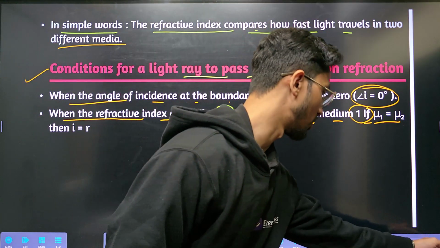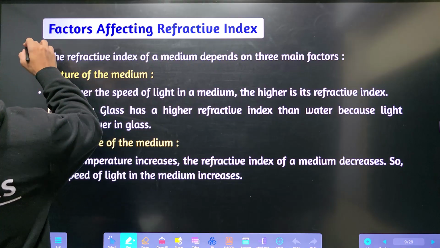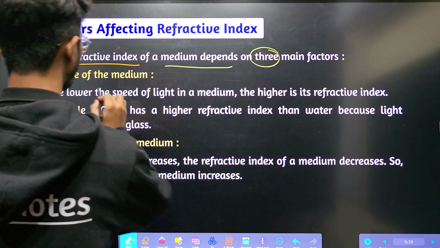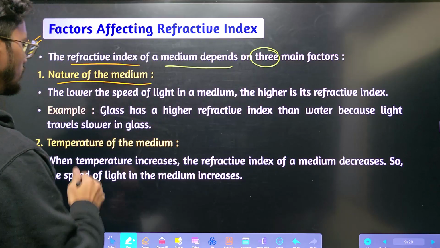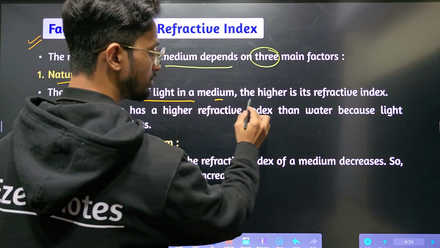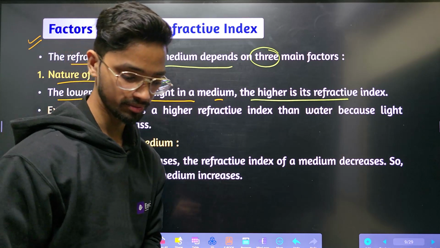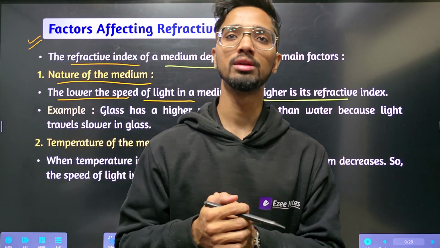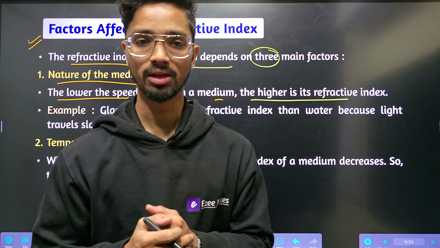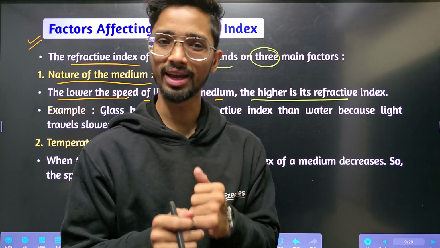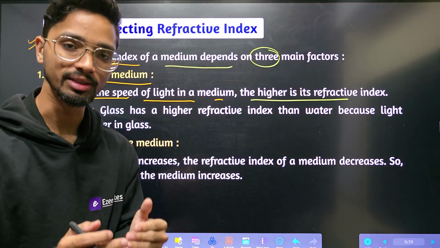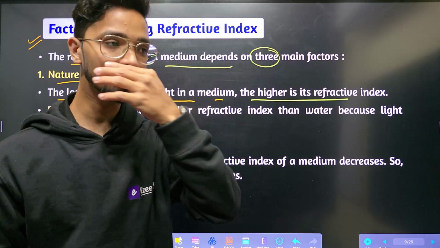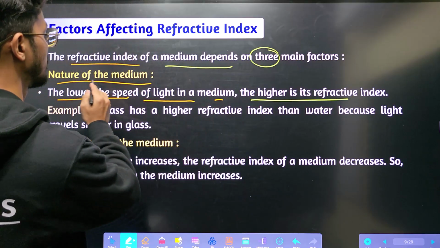Okay. Next thing: factors affecting refractive index. There are three main factors. First one, nature of the medium. The lower the speed of light in a medium, the higher the refractive index. If you imagine where you can run easily, in air or in water? In air, right? In water, your speed decreases. It means that its refractive index is more. Simple. So refractive index depends on the nature of the medium.